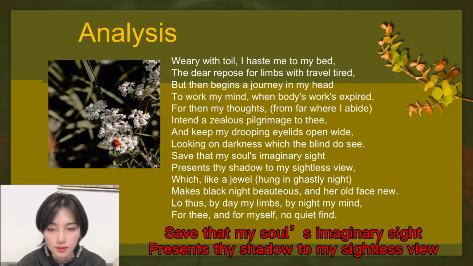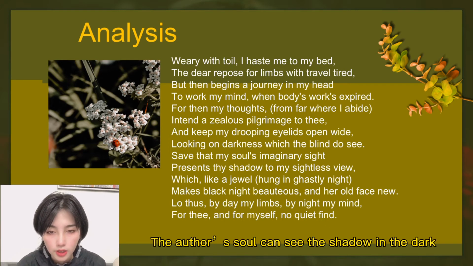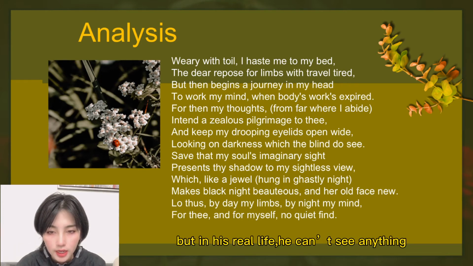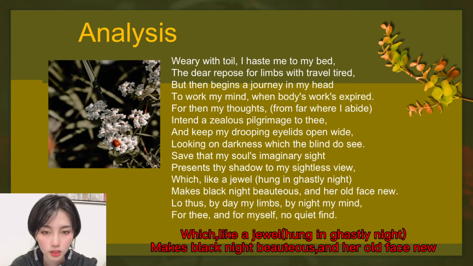Sentence 9 and 10: save that my soul's imaginary sight presents thy shadow to my sightless view. In the ninth and tenth sentence, the author can see the shadow in the dark, but in his real life, he cannot see anything. So the author sees the shadow in the dark through his imagination, which, like a jewel hung in ghastly night, makes black night beauteous and her old face new.